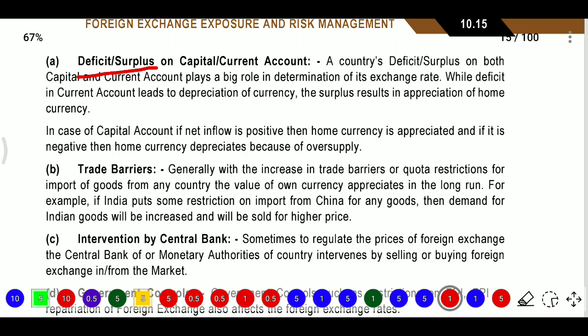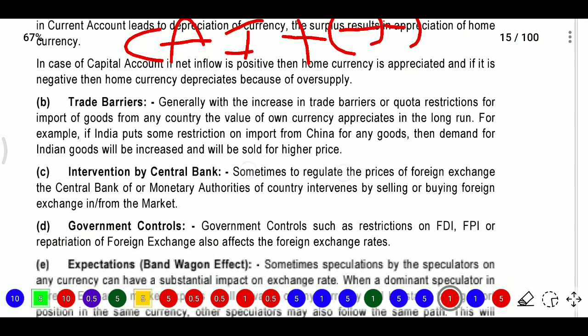In the case of capital account, if net cash inflows are positive, then the home currency is appreciated. If the capital account shows outflows and the currency is depreciated, it means there is oversupply. This is one factor by which foreign exchange may change.